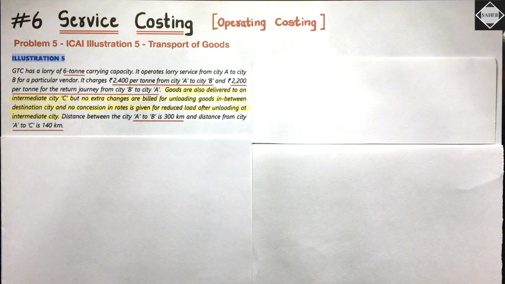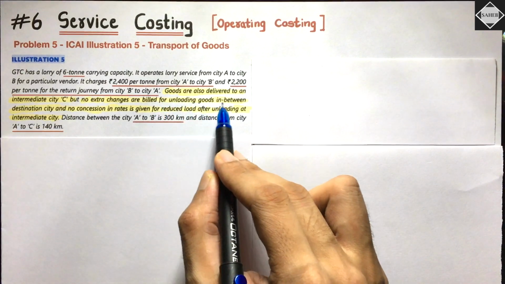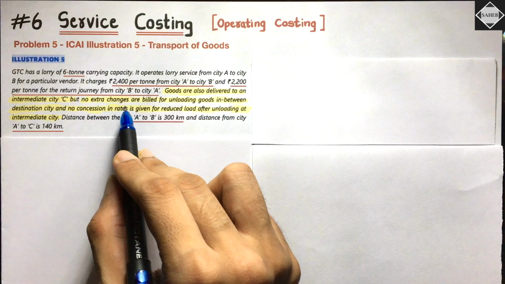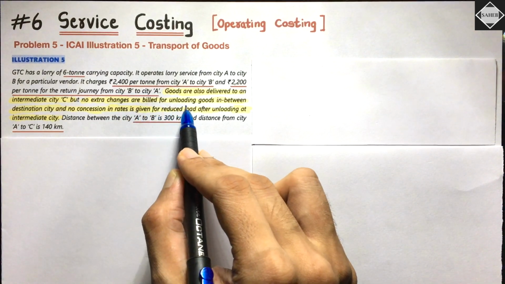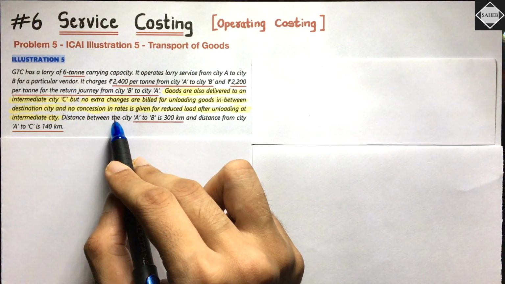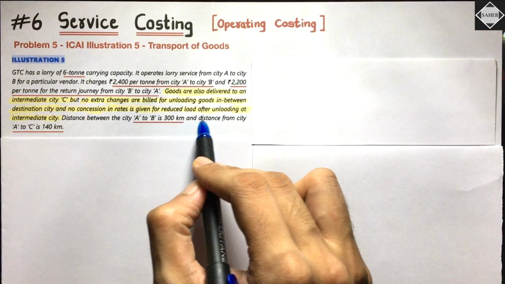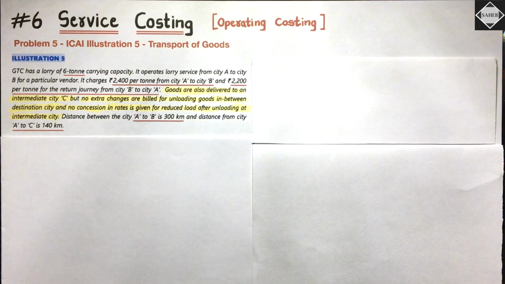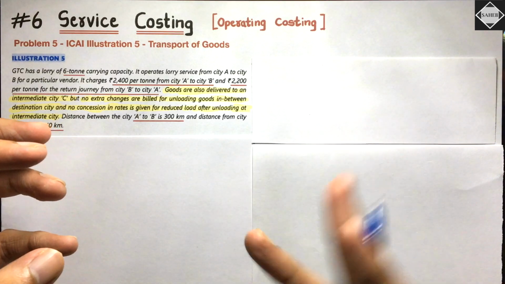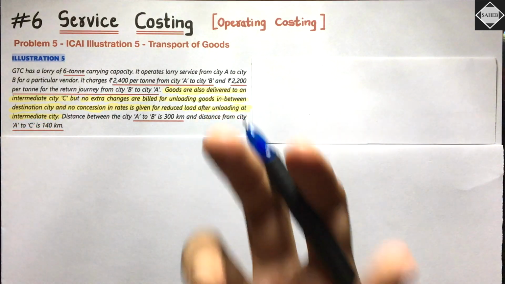Is it clear? Okay. Then they are saying goods are also delivered to an intermediate city C, but no extra charges are billed for unloading goods in between the destination city, and no concession is given in rates for reduced load after unloading at the intermediate city. What does this complex sentence mean? See, it's really simple. We know there is city A and city B. Then they are talking about a middle city, a city in between. That's called city C.